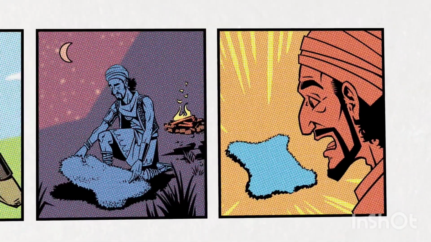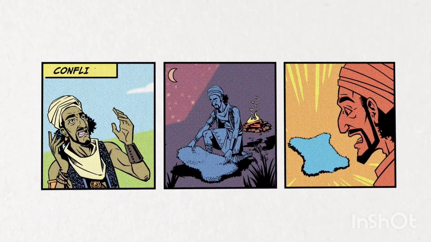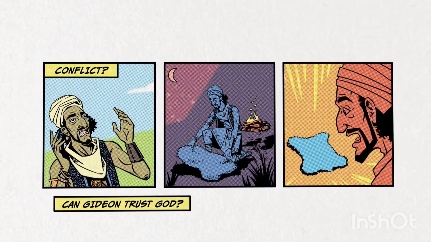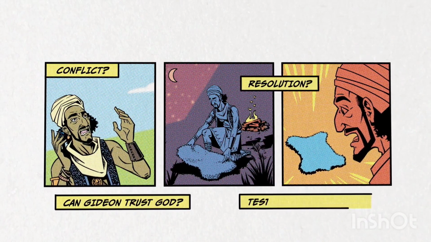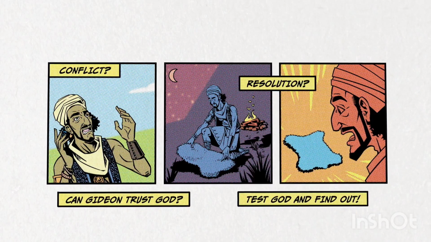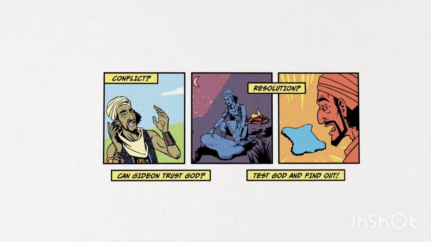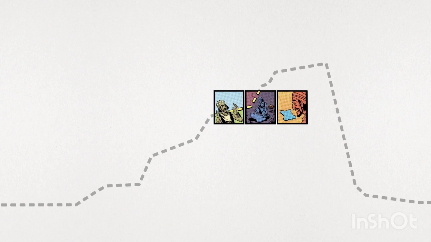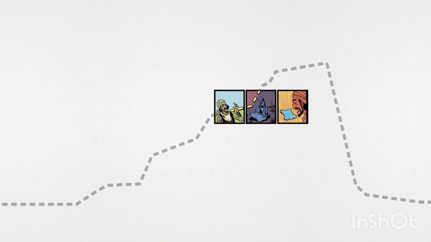Now, if you look at this scene just by itself, what is the conflict? How can Gideon know if he'll succeed? And the resolution? Test God, ask for a sign, and find out. Yeah, and that's how many people actually read this story, and it totally misses the point, because it's ignoring the larger plot line. Really? Yeah, so let's start from the beginning, you'll get the context.